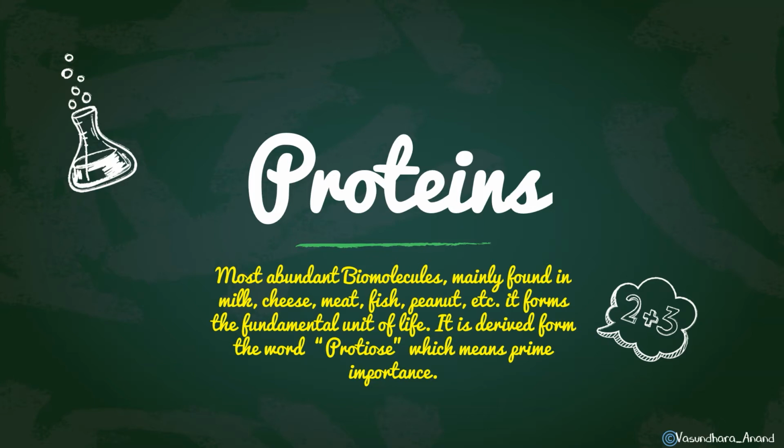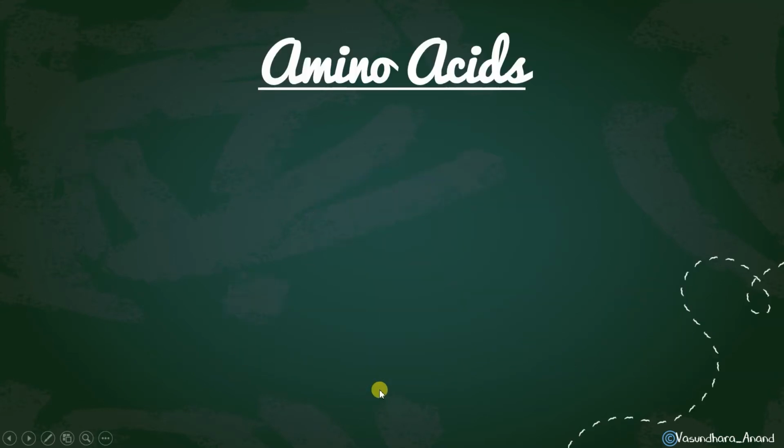If the cell will not be there, there are no tissues, no organ system, no organism. So what is the basic thing for an organism? Cell. And what is required for the cell? Protein. It is derived from the word proteus, as I have already told you, which means prime importance. Now, the amino acid.